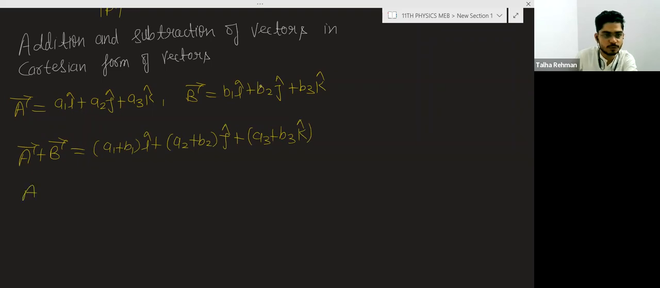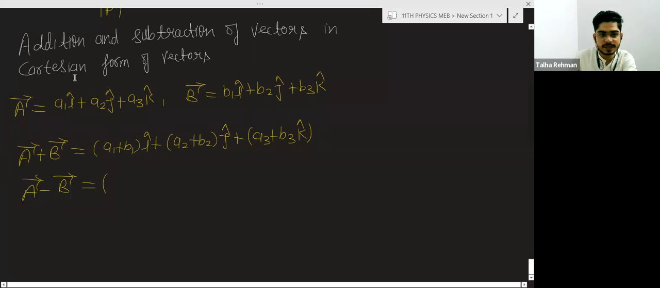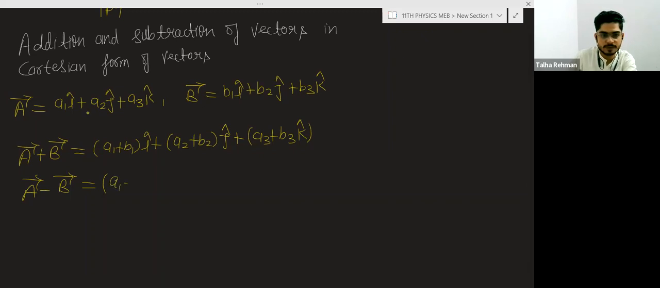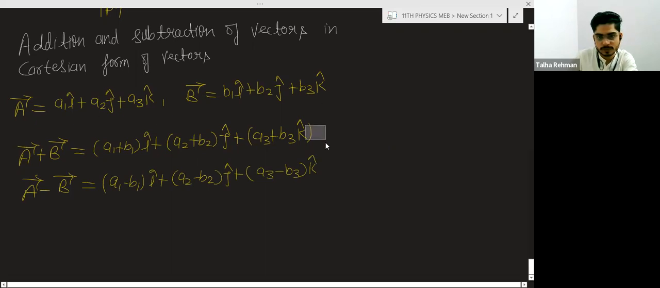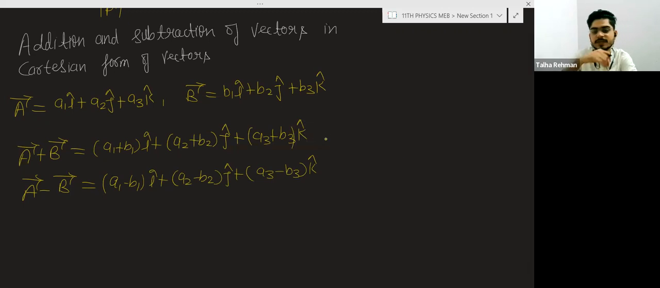Now, suppose you want to find A vector minus B vector. In this case, you will write A1 minus B1 into i cap plus A2 minus B2 of j cap plus A3 minus B3 of k cap. So in this way, you can find the addition and the subtraction. Addition and subtraction of vectors is very simple for the Cartesian form.